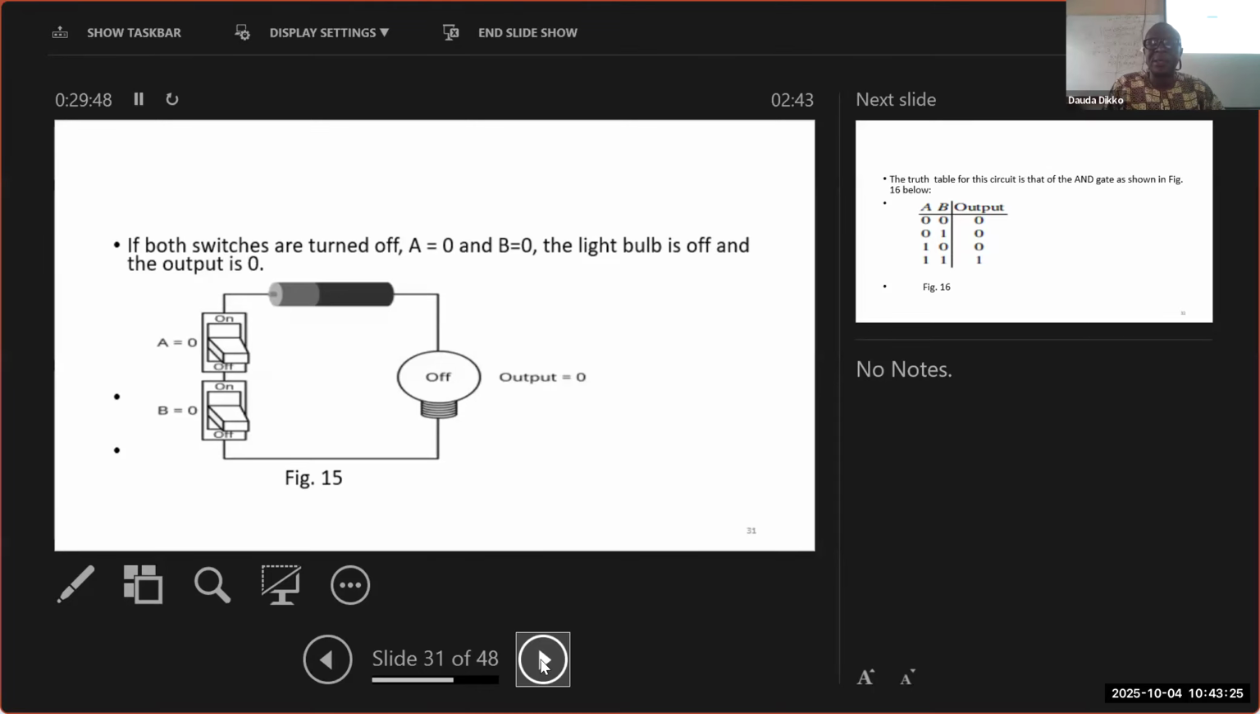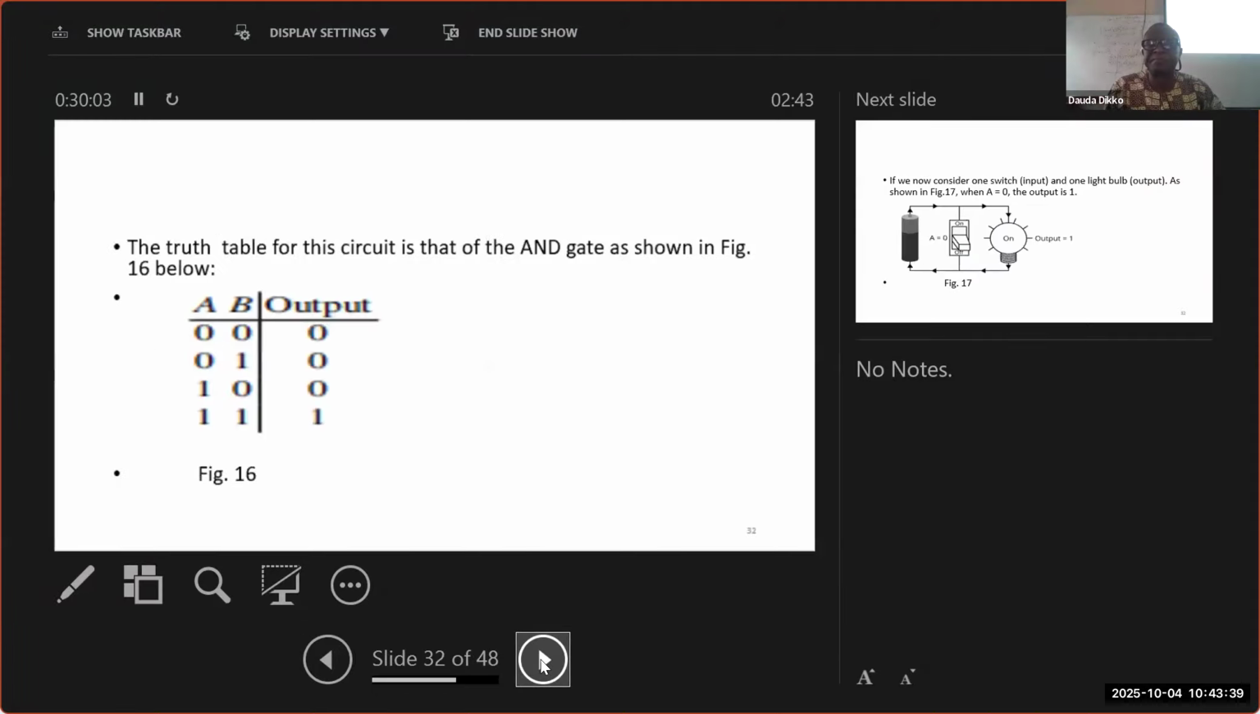So when the switch is on, it's represented by 1. And when it is off, it is represented by 0. So that forms the logic gate. Okay, so we have the truth table for this circuit, and that represents the AND gate.